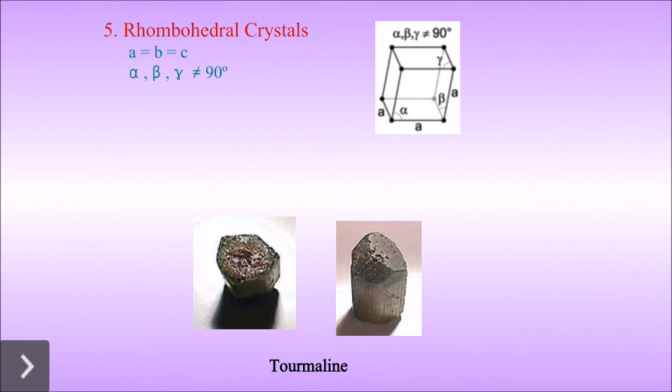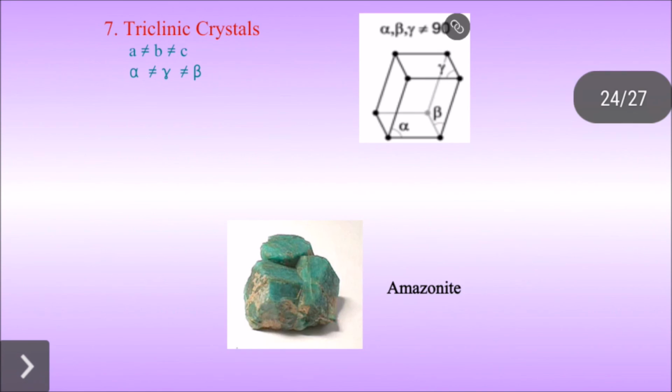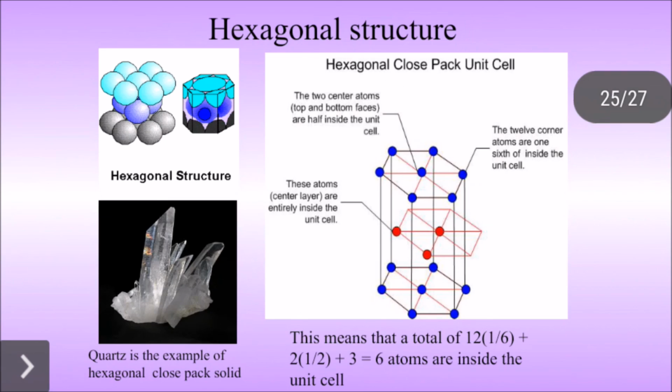The fifth one is rhombohedral crystal; its example is tourmaline. The sixth one is monoclinic crystal; its example is kunzite. And the seventh is triclinic, where all angles and lengths are different; its example is amazonite.